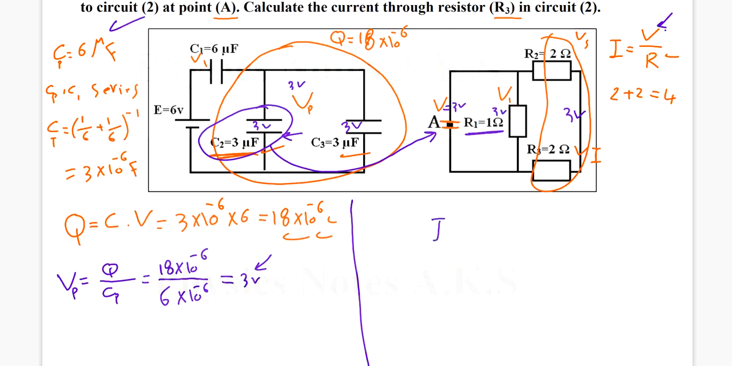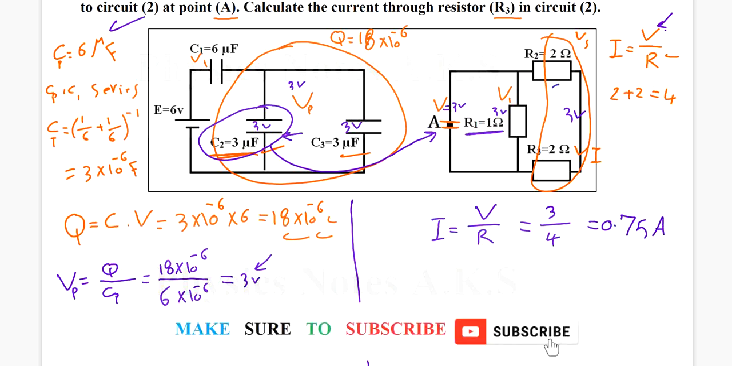It means I can find the current. Again, I will write the formula. V over R is going to be the voltage, we got it 3, and the resistance, it is 4. So the current will be 0.75 ampere. It's the current in the R2 and in the R3, because they are connected in series.